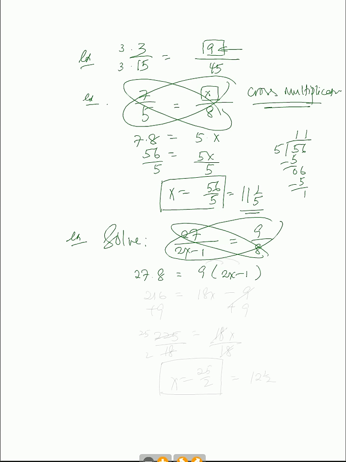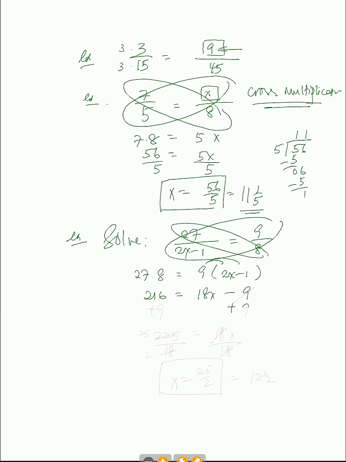So take your calculator, since you can use a calculator in this class, right? So multiply 27 times 8. 27 times 8 comes up to be 216. This you need to distribute. So 9 times 2x is 18x. 9 times 1 is 9.